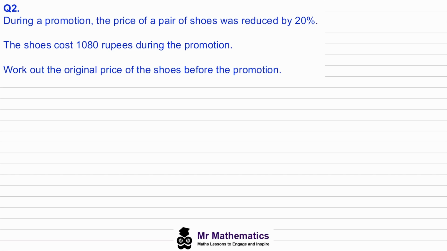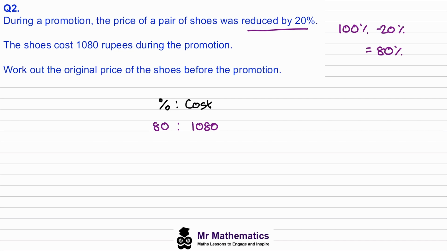So in question 2, we're told that during a promotion, the pair of shoes was reduced by 20% and they cost 1,080 rupees during this promotion. We've been asked to work out the original price. So we know they were originally 100% and then they were reduced by 20%, so the sale percentage would be 80%. So as a ratio, we know 80% at the cost of 1,080. And again, we want to work out the original, which is 100%.